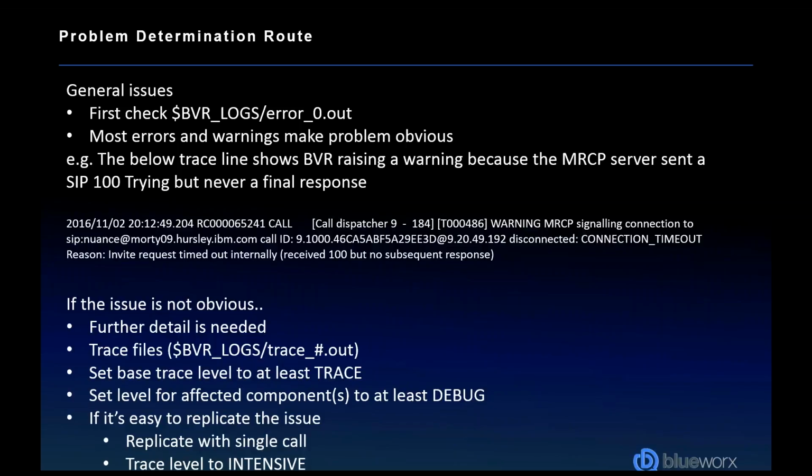It's possible that it'll appear elsewhere. So it's always best to set everything to at least trace, and the component that you believe the problem appears in, it's always best to set that to at least debug. But if you know it's a problem with SIP messages, set it to intensive. Especially if you can easily replicate the problem.